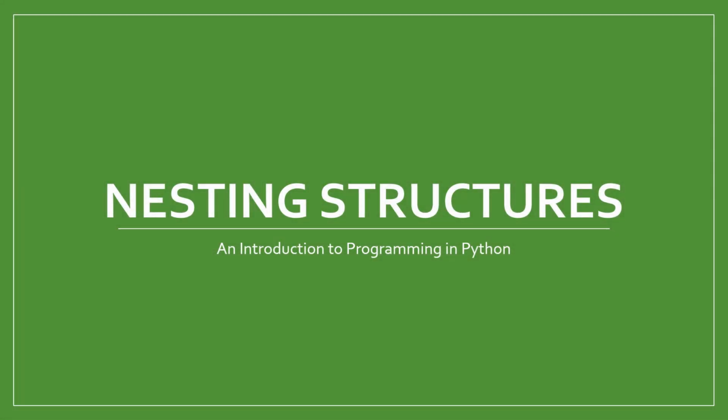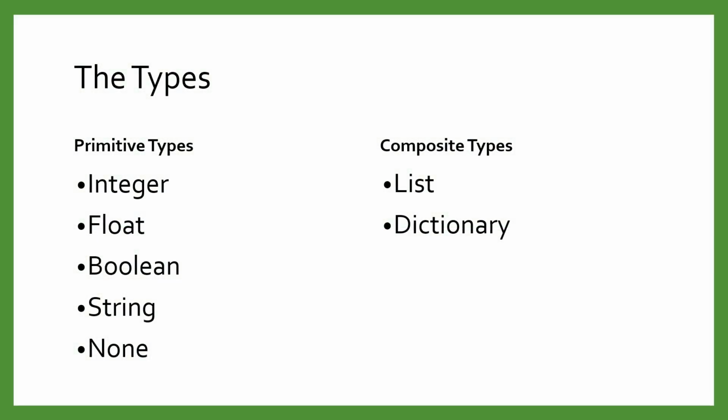About nesting structures. At this point, we've learned about 7 different types. The 5 primitive types so far are integer, float, boolean, string, and none. The 2 composite types we've seen so far are lists and dictionaries. These 2 new composite types are special because they are composed of other types.